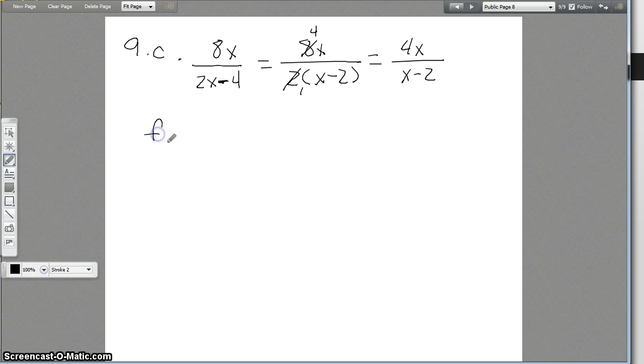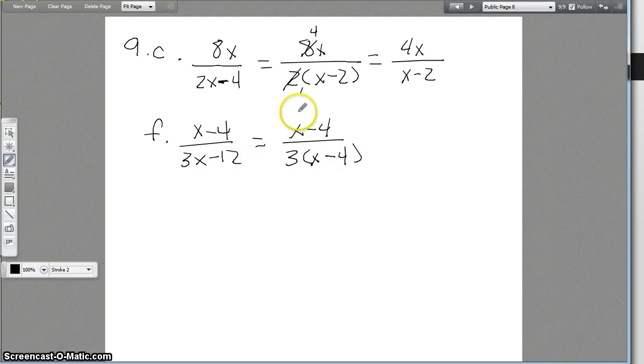Okay, let's look at part F. Part F is x minus 4 divided by 3x minus 12. And look at this, I see in the denominator that 3 is a common factor in both terms. So I'm going to copy my numerator, and in the bottom I'm going to factor out my 3. And I can see that 3 times x will give us my 3x. 3 times a negative 4 will give us our negative 12. Numerator and denominator both have x minus 4, so I can divide the numerator by x minus 4 to get 1, denominator by x minus 4 to get 1, and so I end up with 1/3.